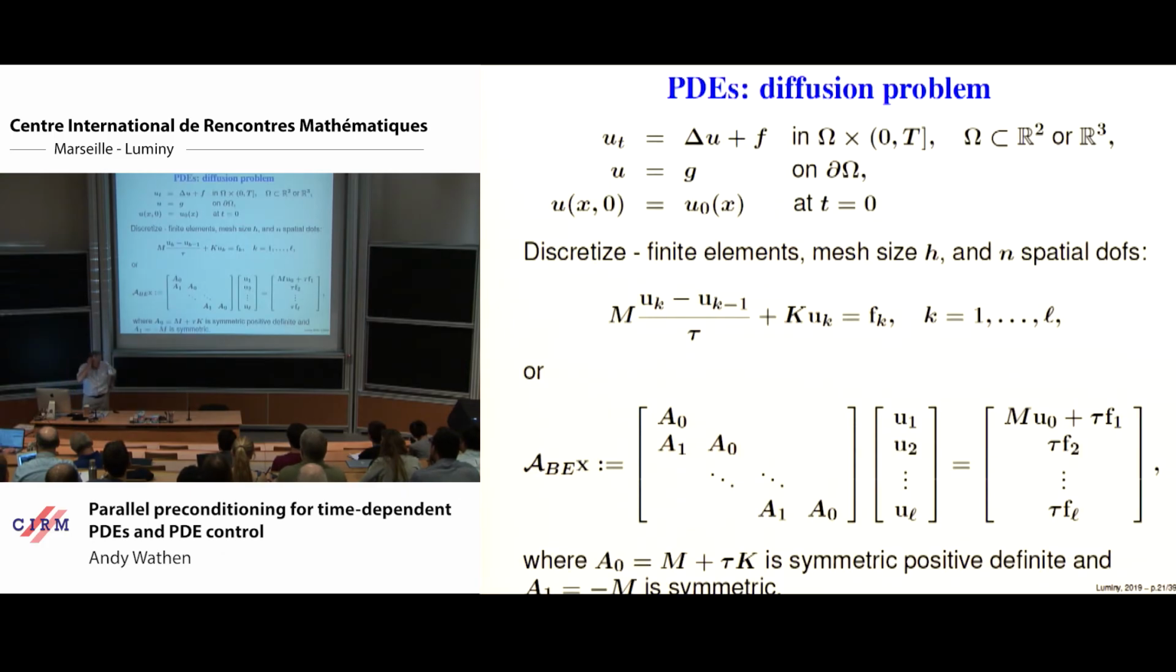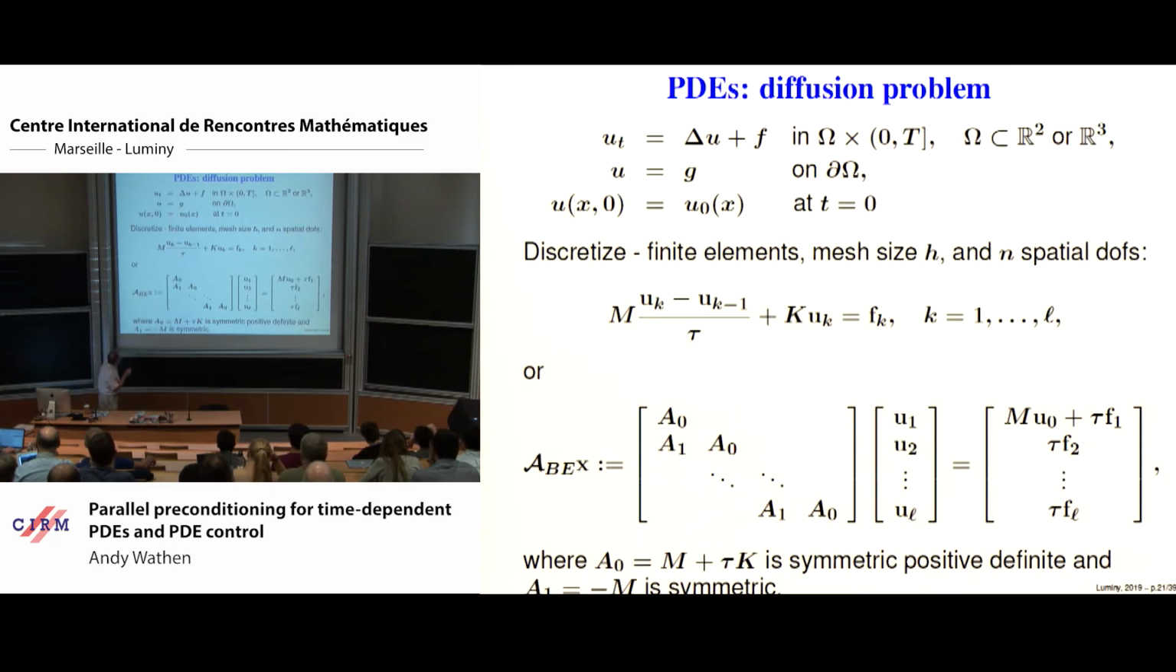Right, this is what this conference is about, PDEs. So this is the diffusion equation in a domain omega, here's my time interval. The domain, I don't really care what it is, in R2 or R3. I'm going to have some boundary data on omega, and some initial condition at t equals 0.